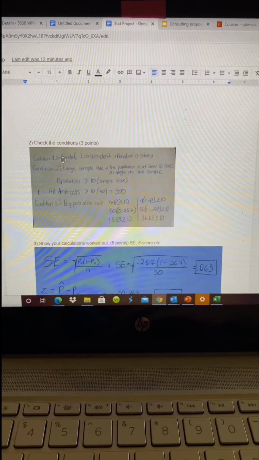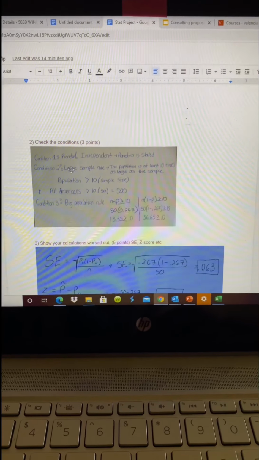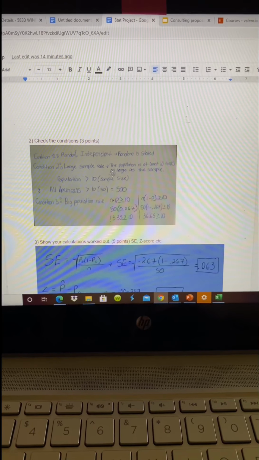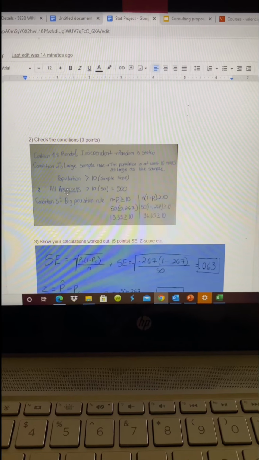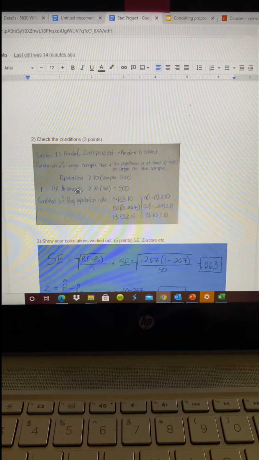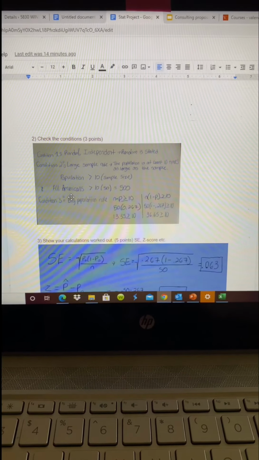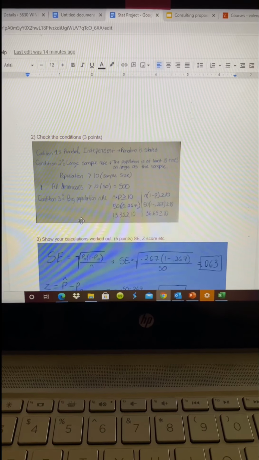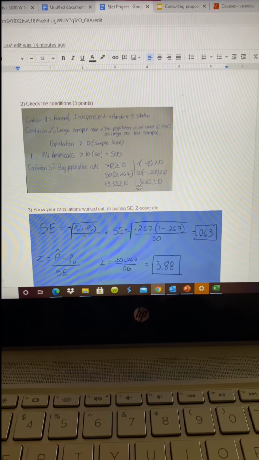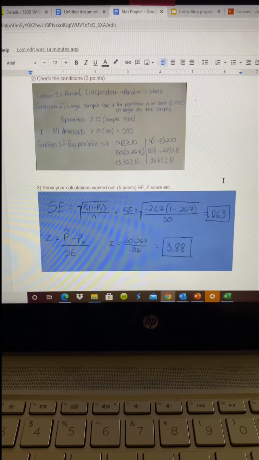Checking the conditions, it's random and independent, as random is stated in the problem. Condition 2, the population is at least 10 times the sample. So population is 10 times the sample size. This should say all Americans 16 or over, gets 500, which is more than the sample. Condition 3, the population rule. You can see the equations work out there.